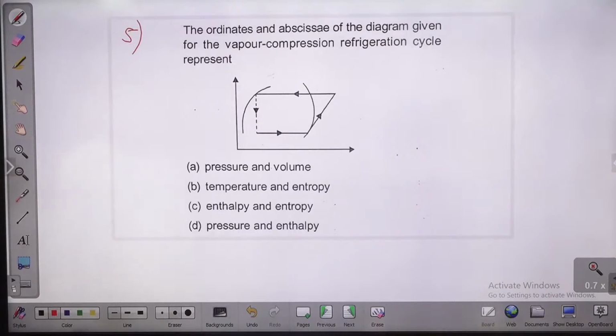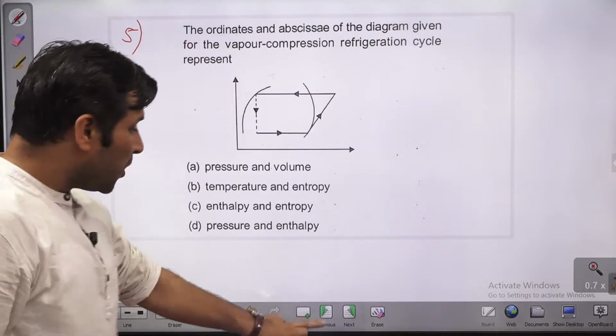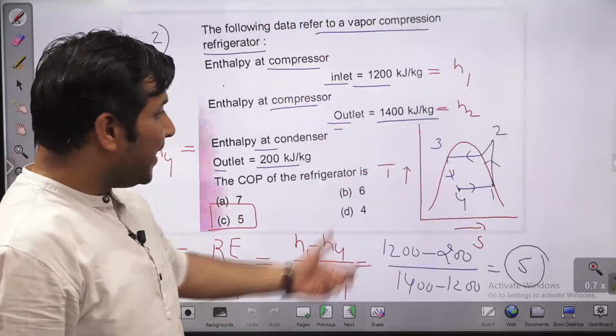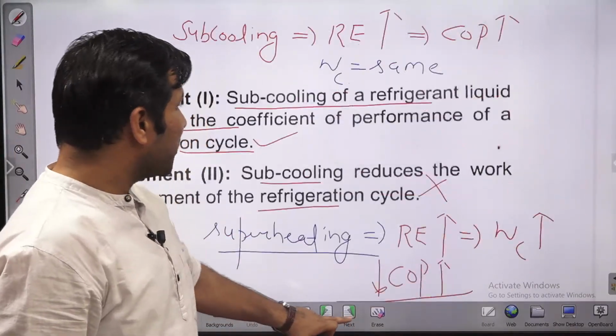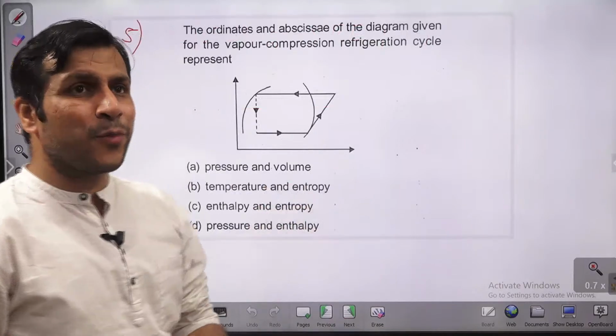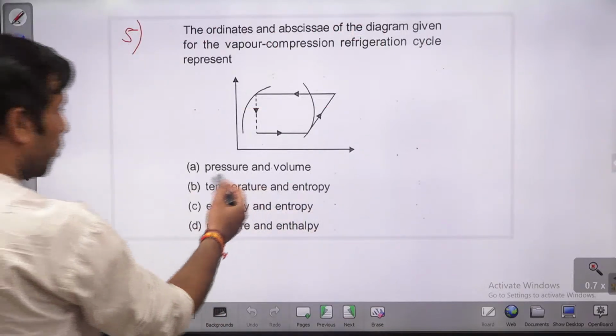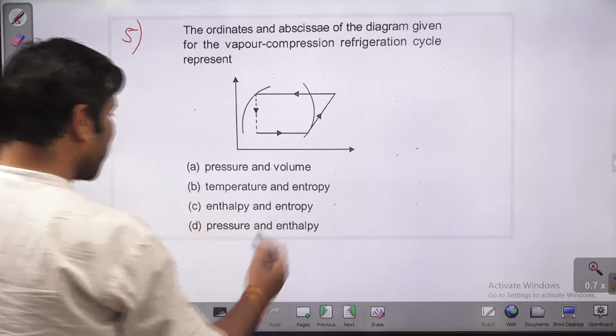The ordinates and abscissa of the diagram given for the vapor compression refrigeration system. So earlier in question number 1, I have drawn the TS diagram for the VCRS cycle. Similarly here, what do you feel? Is this a PV diagram, pH diagram, or what? There are different options given: pressure, volume, temperature, enthalpy, entropy, pressure, enthalpy.